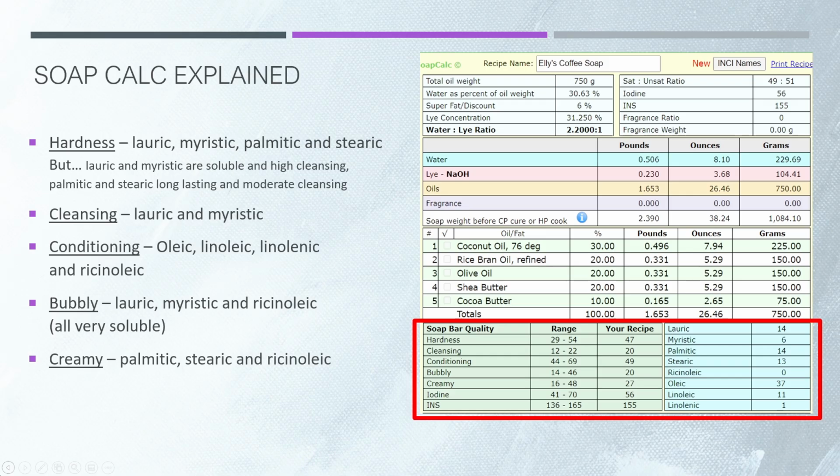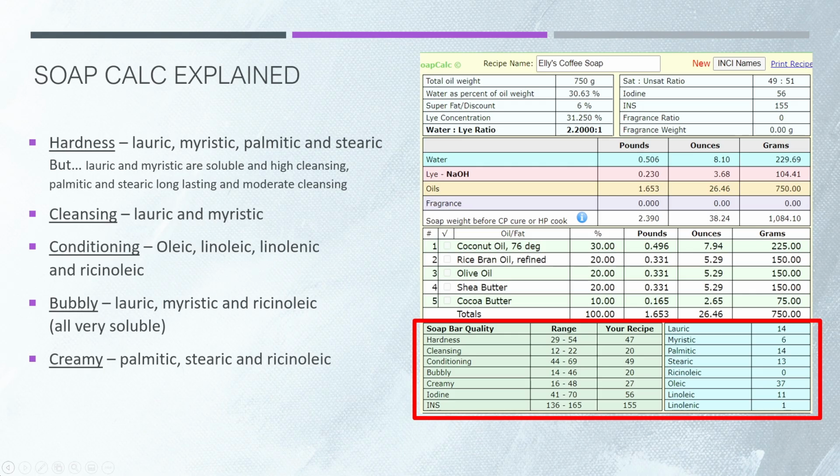So aside from looking at hardness overall, I would rather be looking at palmitic and stearic, because they're the ones that give a long-lasting soap without the harsh cleansing. They're only a moderate cleansing factor, and the soap has much better longevity than lauric and myristic acid soaps. Next is cleansing.